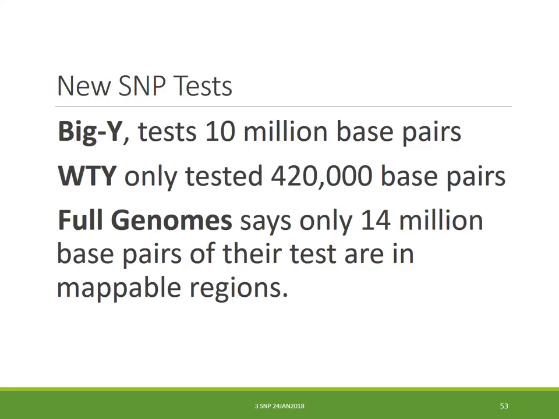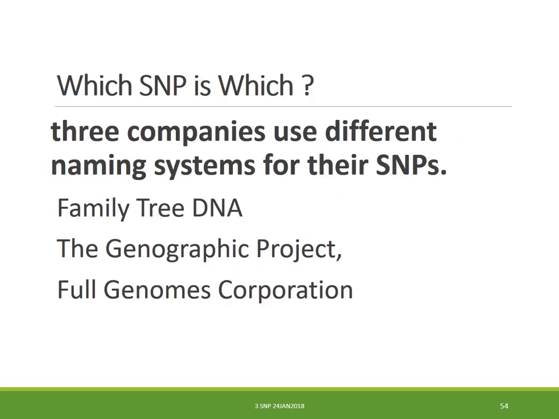Big Y tests 10 million base pairs. Walk the Y only tested 400,000, about half a million. Full genome says only 14 million base pairs are in their mappable regions. Which SNP is which? Three companies use different naming systems for their SNPs. So when you see them named, you'll see a certain set of letters in front of them for each one of these three companies.